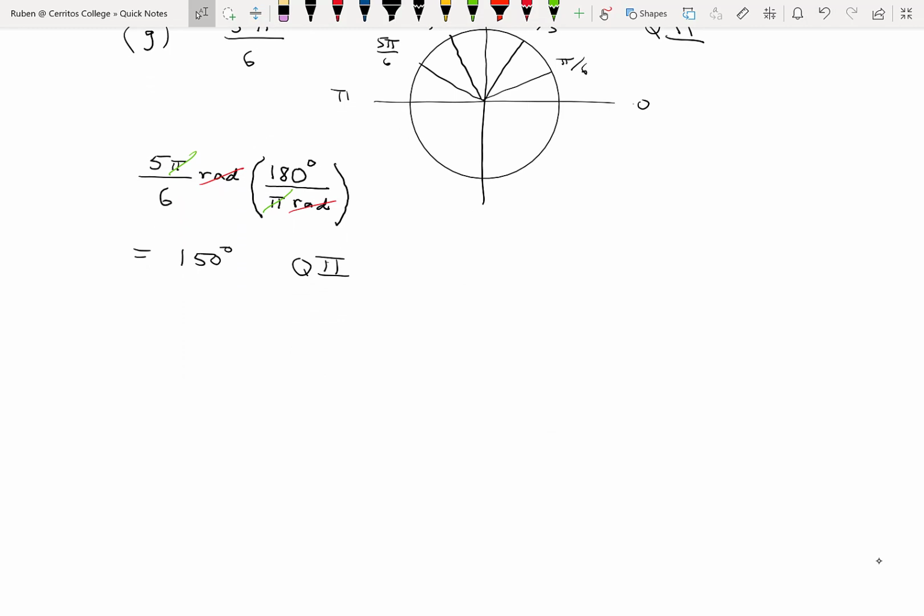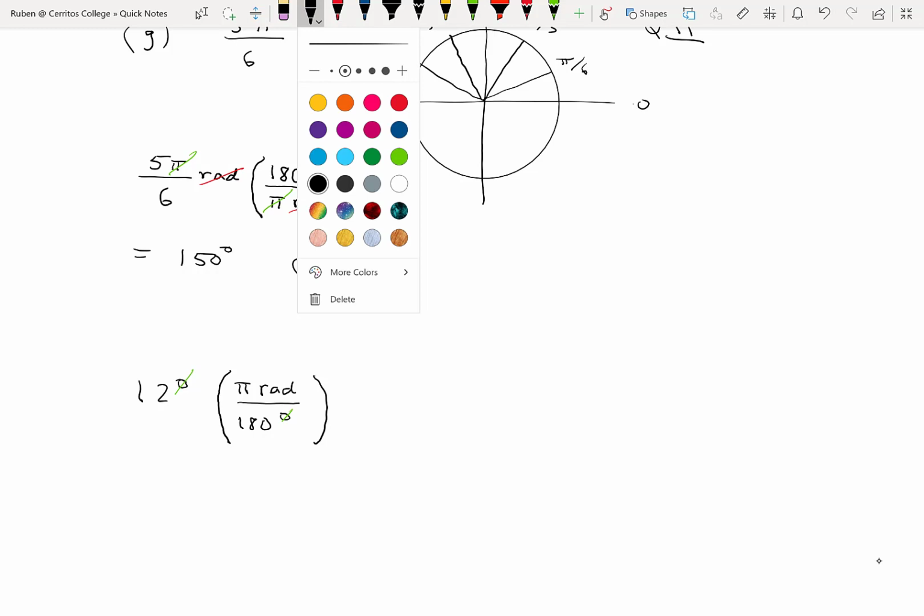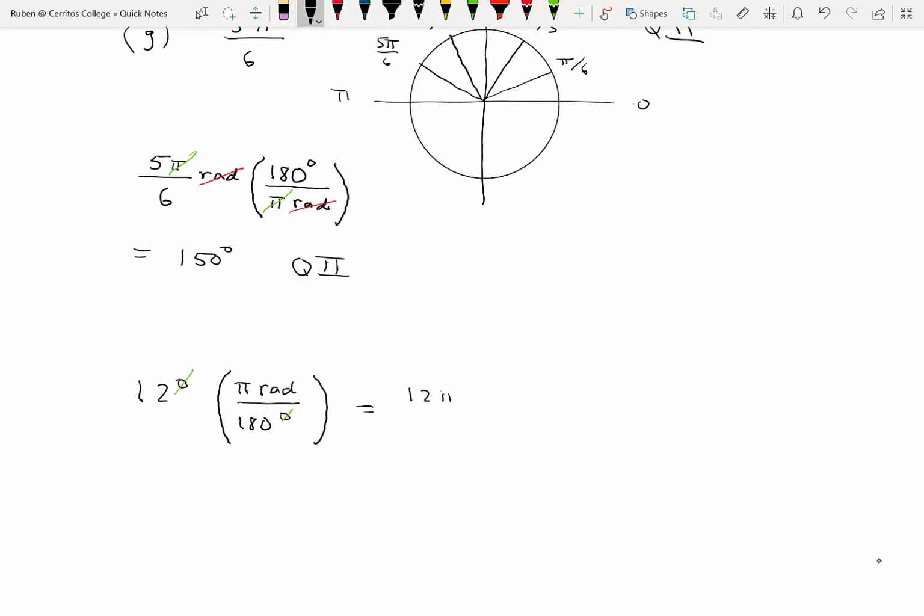Just as a side note to end this lecture segment, suppose I wanted to convert from degrees to radians. Suppose I have an angle of 12 degrees and I want to convert that to radians. I would do a similar thing. I would multiply by a conversion factor that would cancel out degrees and leave radians, so I would multiply by pi radians over 180 degrees. Remember, pi radians corresponds to 180 degrees. The degrees would cancel, and I would end up with 12 pi over 180, which reduces to pi over 15, since 12 goes into 180 15 times. So pi over 15 radians.